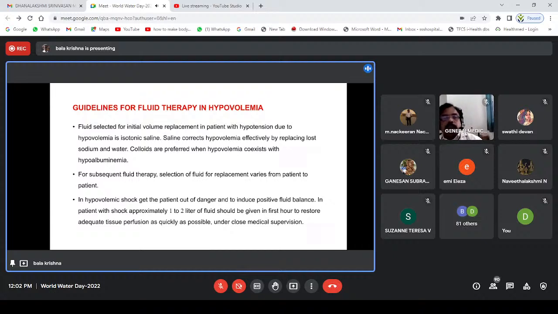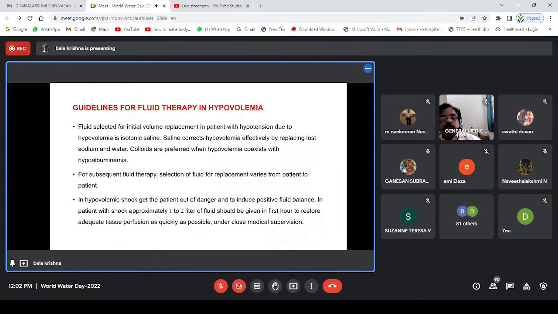The fluid selected for initial volume replacement in a patient with hypotension is isotonic saline. Saline corrects hypovolemia effectively by replacing lost sodium and water. Colloids are preferred when hypovolemia coexists with hypoalbuminemia. But a single packet of 20% albumin costs about 5,000 to 6,000 rupees.